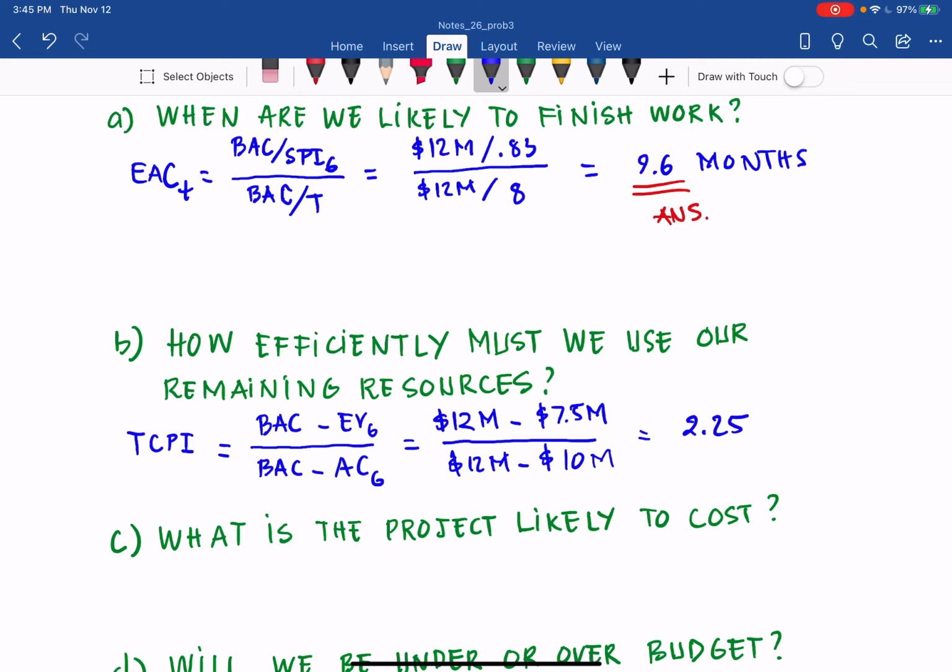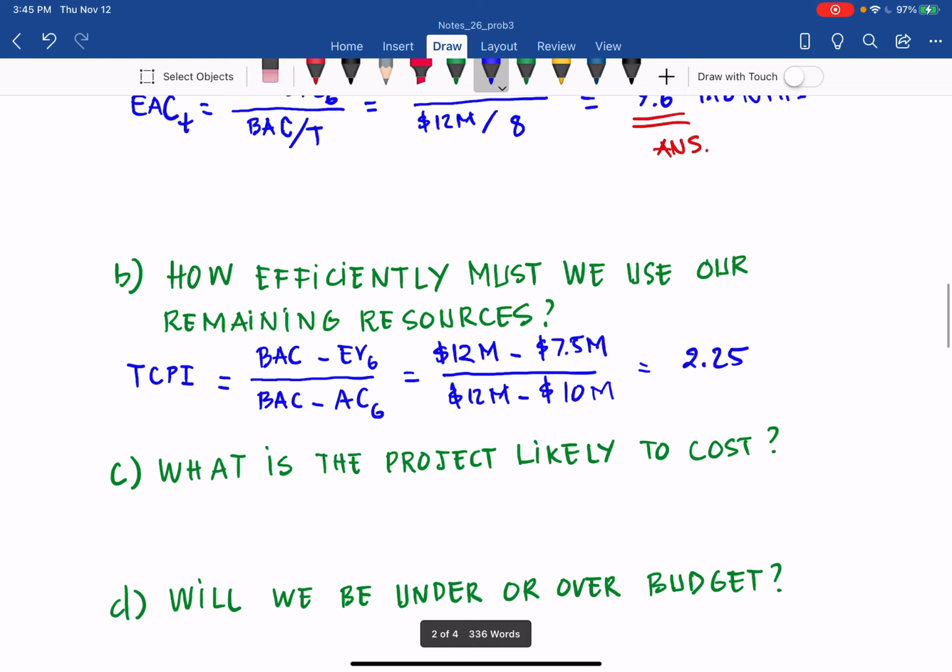So this project is likely to be over budget. Like CPI and SPI, for this one, the greater this index, the greater the cost. So you want something less than 1. If it's 1, it's good enough, but something less than 1 is even better. But if it is 2 or something, that is very challenging to bring the project in on budget. So that is B.